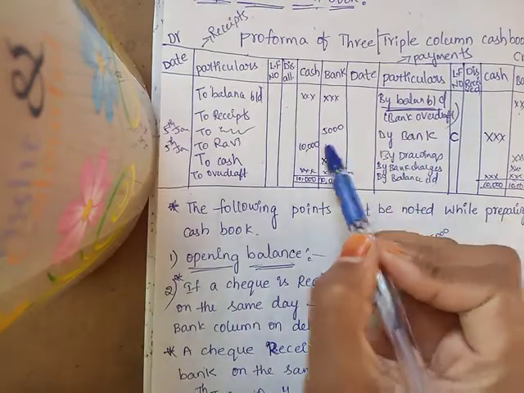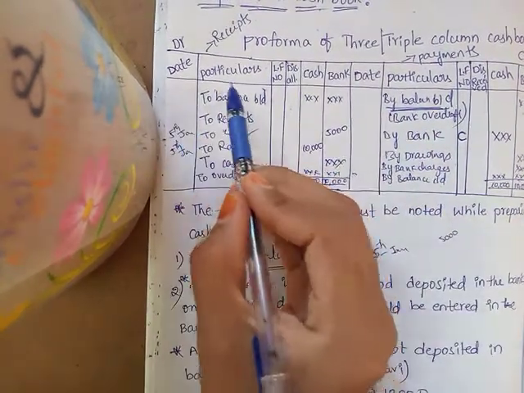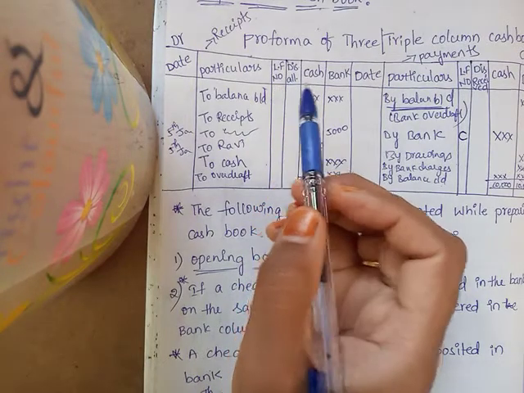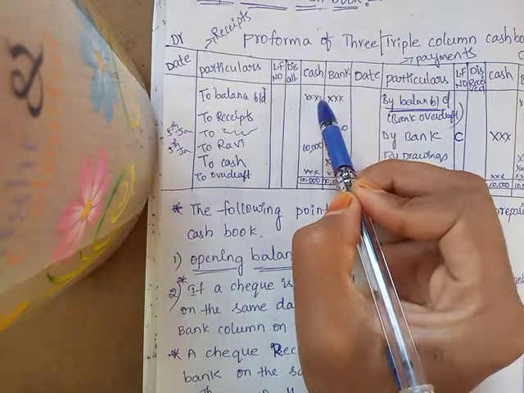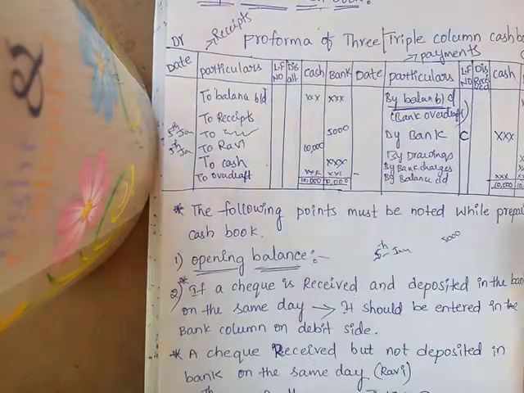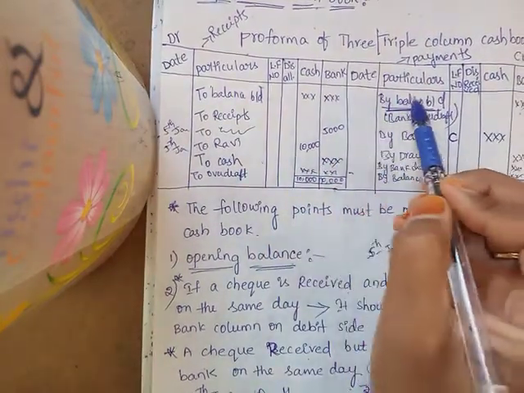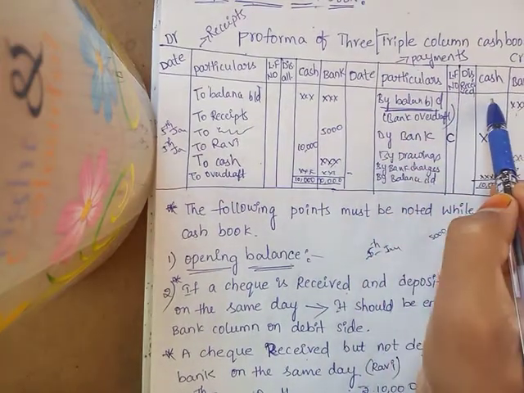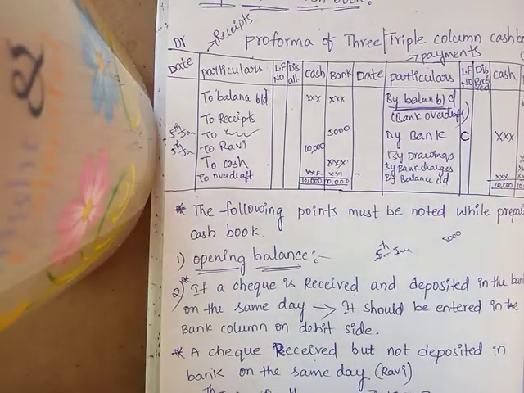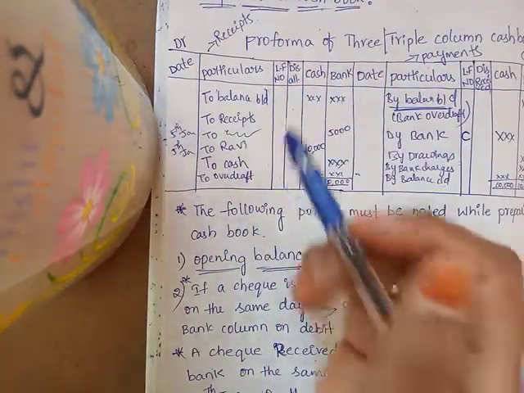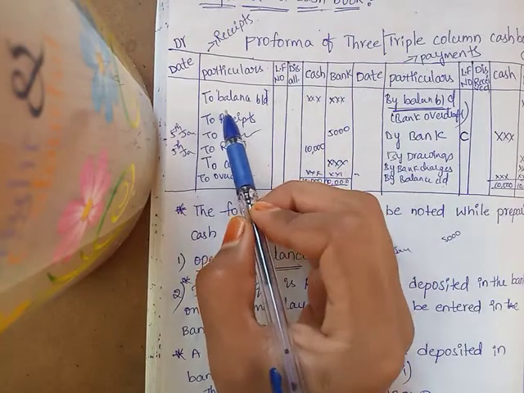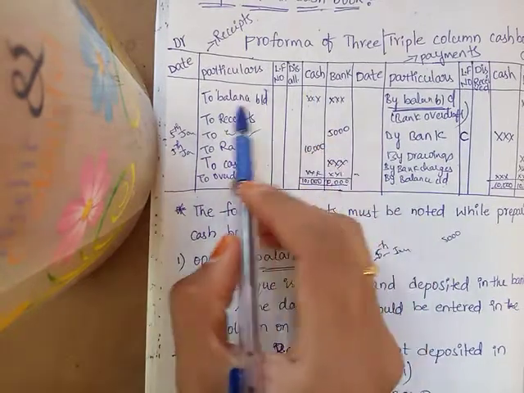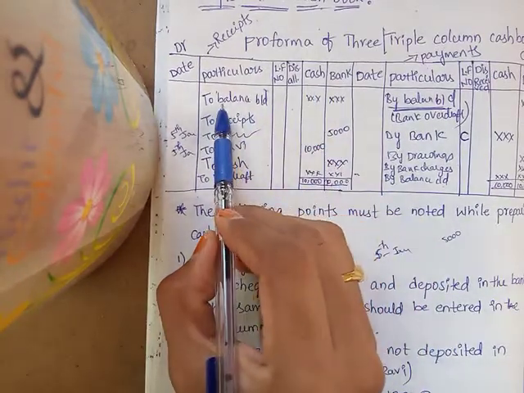Okay, next on the debit side: date, particulars, LF number, discount allowed, cash, bank. Same on the credit side: date, particulars, LF number, discount received, cash, bank. So first, what will be taken? First is the opening balances, that is cash in hand and cash at bank given in your problem. They will be written under the debit side.